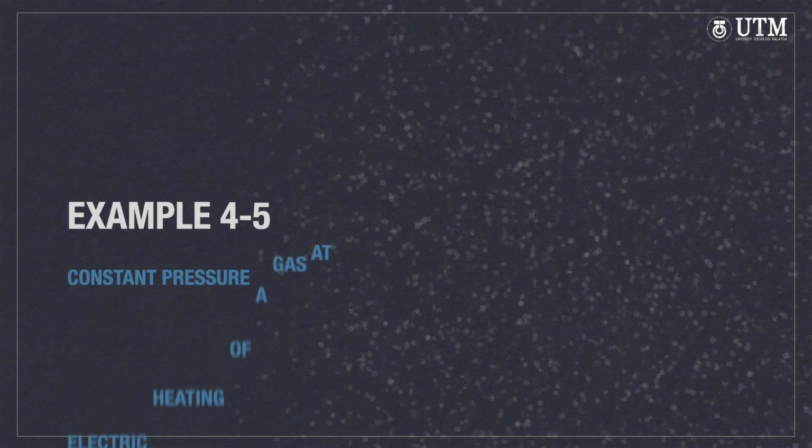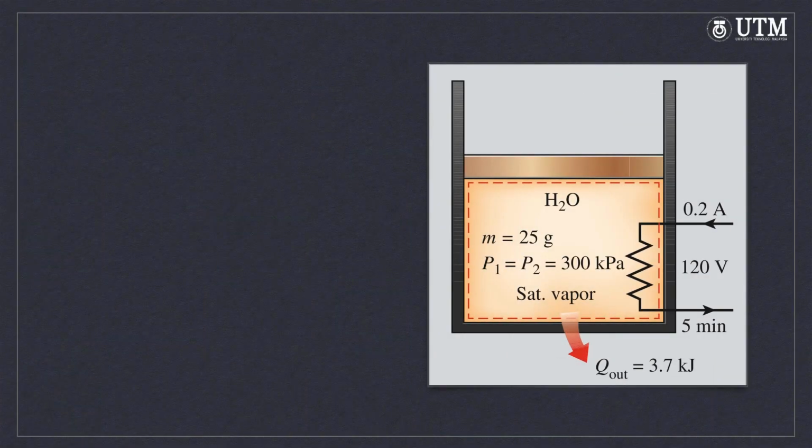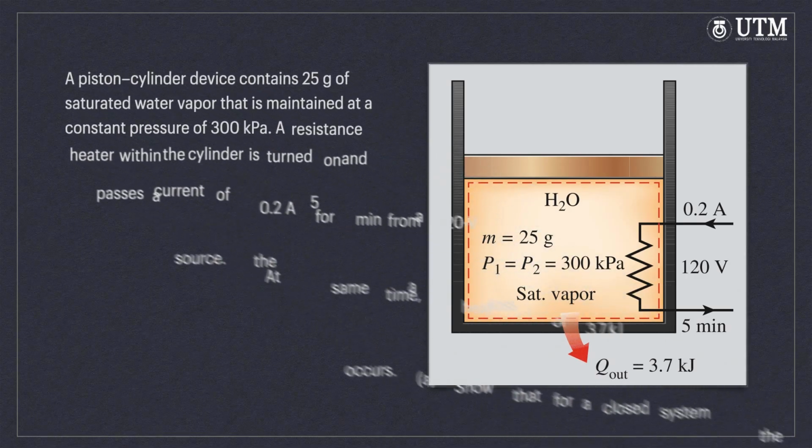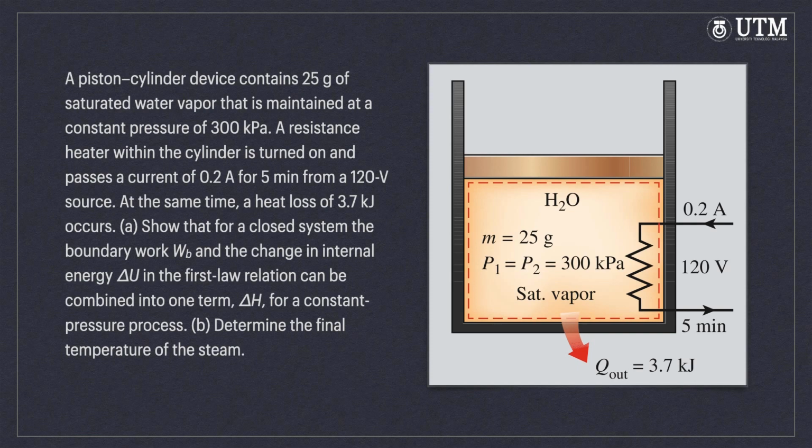To comprehend this, let us discuss the following example. In this problem, saturated water vapor in a piston cylinder device expands at constant pressure due to heating. It is to be shown that delta U in the first law relation can be combined into one term, delta H, for a constant pressure process, and the final temperature is to be determined.